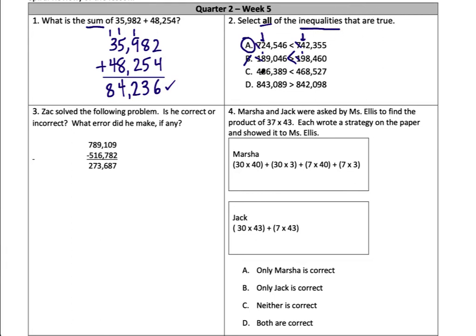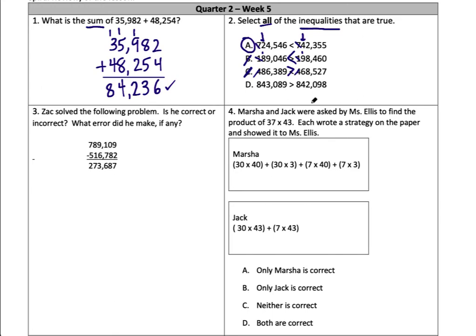On to C, 6-digit number, 6-digit number. 100,000s place is both the same, so we can cross that out. Look at the 10,000s place. This is 80,000. This is 60,000. 80,000 is definitely larger, so that should be a greater than sign. That is not true.